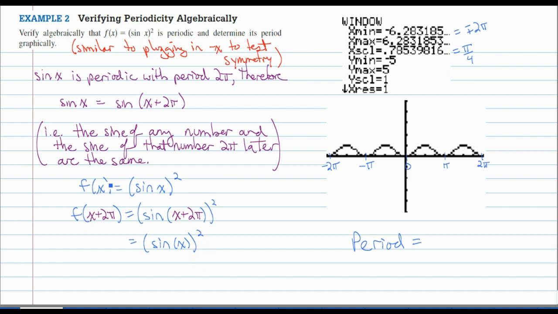Now, the original function states that f of x equals sine of x squared. Now we have proven that f of any x value we pick plus 2 pi is that same exact y value. So, since f of x is the same as f of x plus 2 pi, and they are both sine of x squared, the function is periodic.